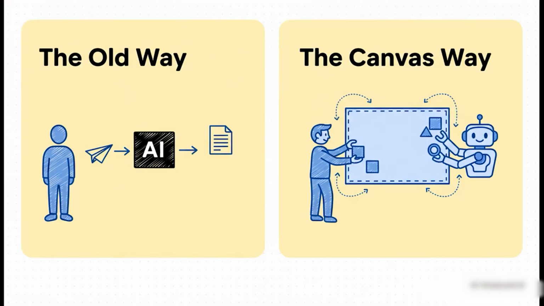This slide just nails the shift. The old model was purely transactional. You ask for something, the AI gives it to you, you take it somewhere else. End of story. The new model, the Canvas way, is collaborative. You're not just requesting output anymore. You are actively building with the AI in this shared dynamic space.